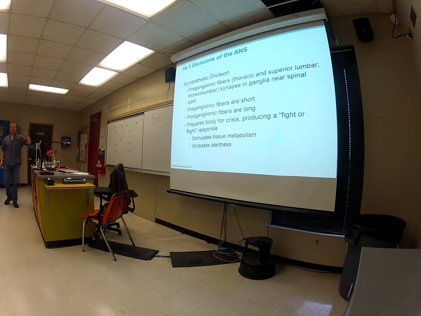So, the sympathetic division. Preganglionic fibers, thoracic and superior lumbar, synapse in the ganglia near the spinal cord. The preganglionic fibers are short. The postganglionic fibers are long. So if we come over here to our list, we have pre-short, post-long. So that makes this what? Sympathetic.